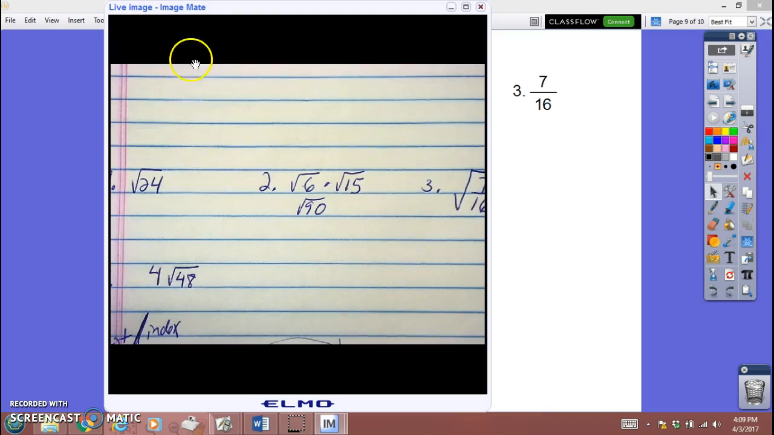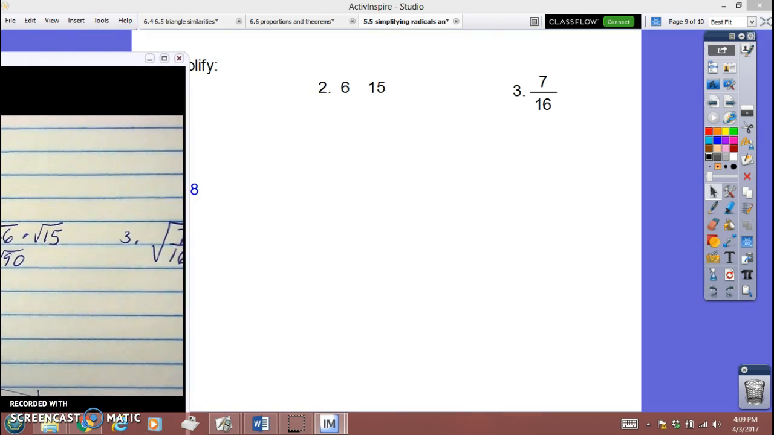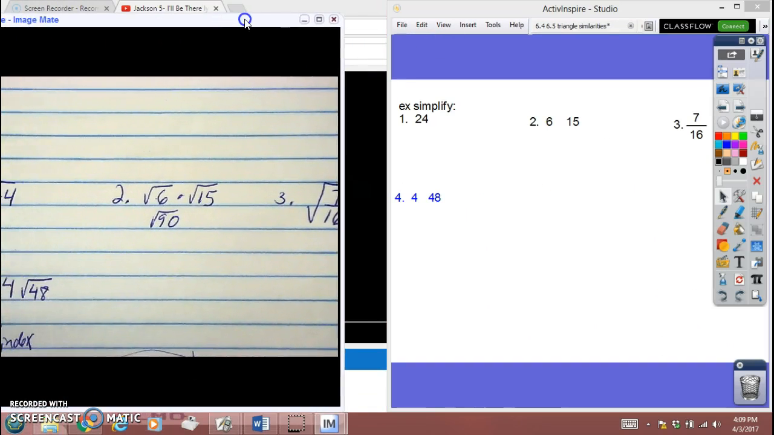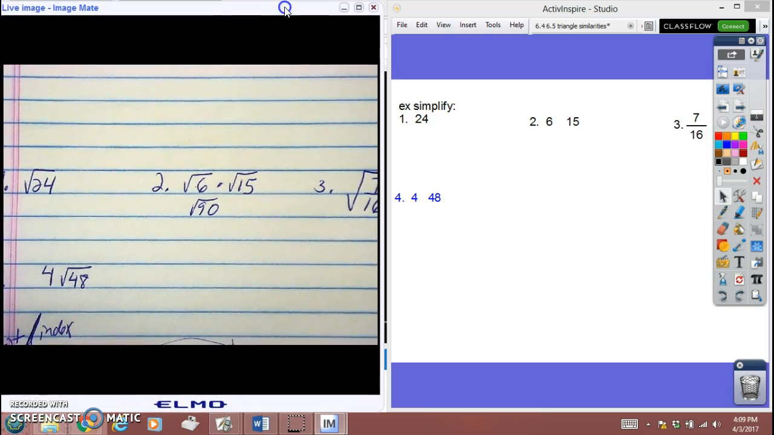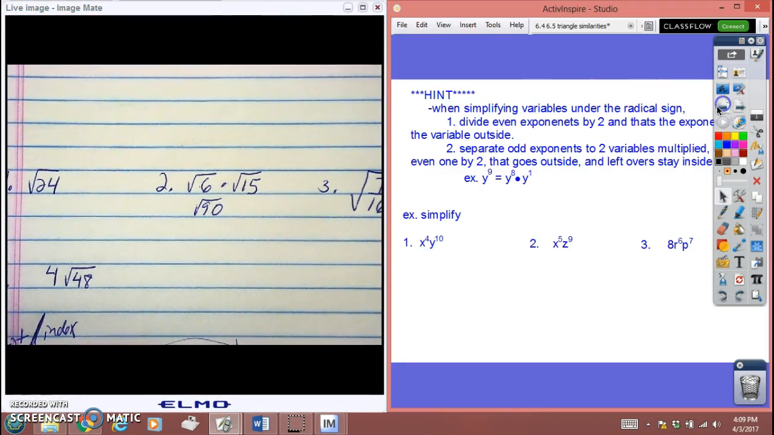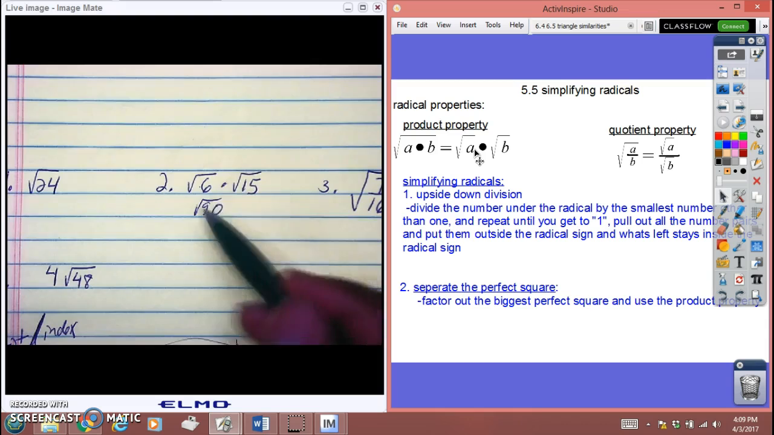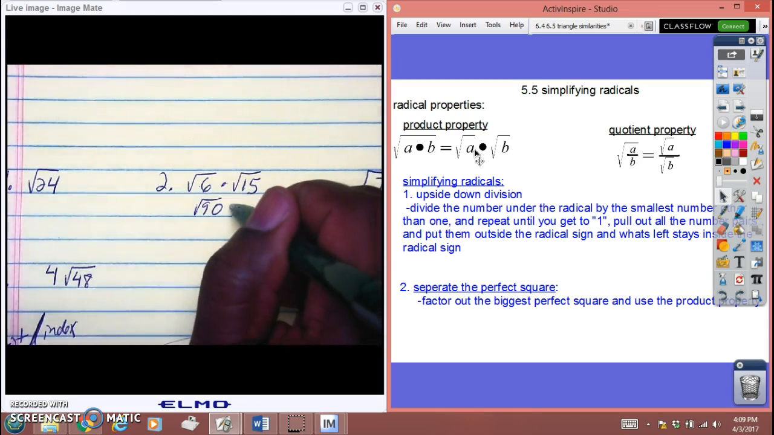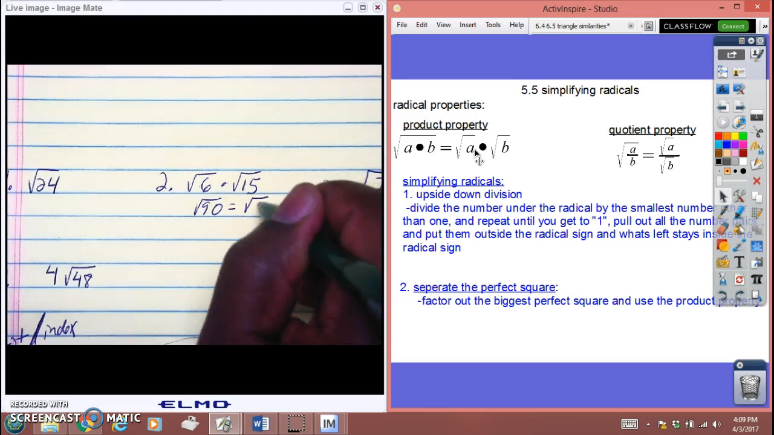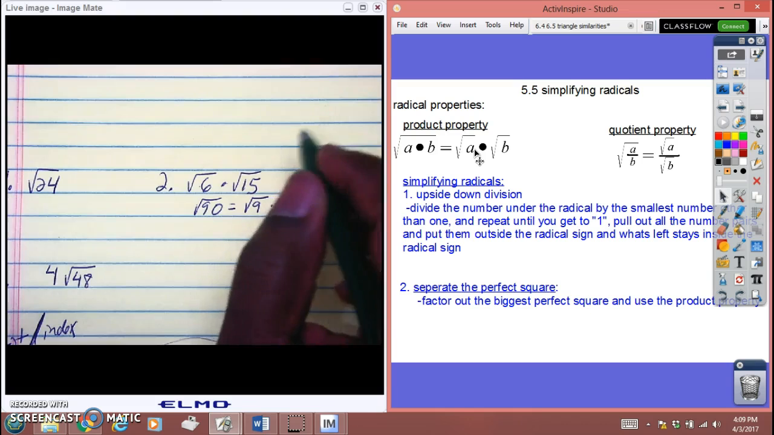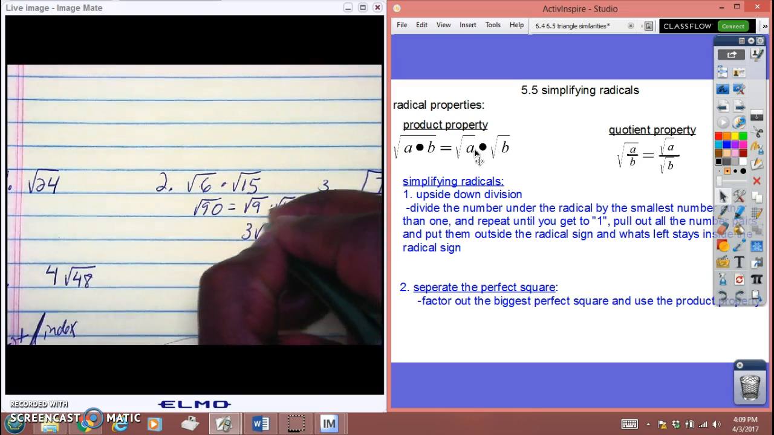If I did not emphasize this enough, the point is that you can go either way here. You can go this way or from left to right, right to left. So I just said 6 times 15 is 90. Doing it the square root way, I know that this is the same thing as the square root of 9 times the square root of 10. 9 is the biggest square root in there. And so I know that this reduces to 3 radical 10.